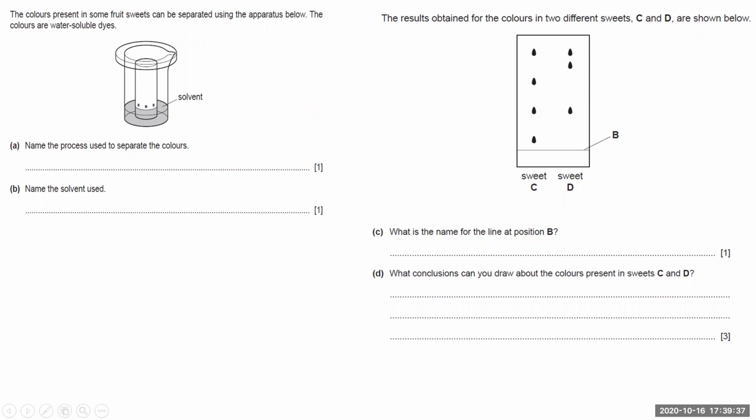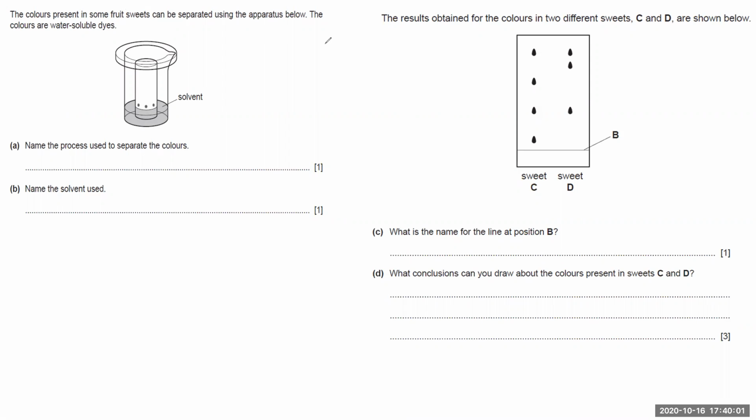And I want you to go and try and do the question. After you're done, unpause the video. Then you can see whether you did it correctly or not. All right, so you guys ready? All right, let's discuss. Now, colors present in some fruit sweets can be separated using the apparatus below.